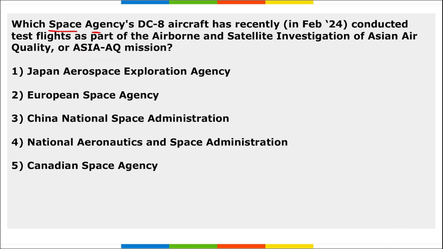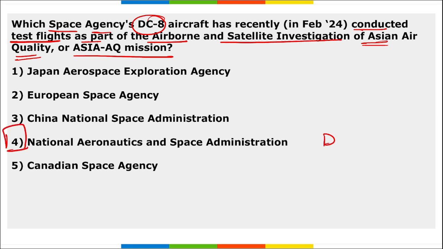Next, which space agency's DC-8 aircraft has recently conducted the test flight as a part of the airborne and satellite investigation of Asian Air Quality or Asia AQ mission? So which space agency? It is NASA. Right, NASA's DC-8 aircraft has recently conducted the test flight as part of the airborne and satellite investigation of Asian Air Quality, the Asia AQ mission.